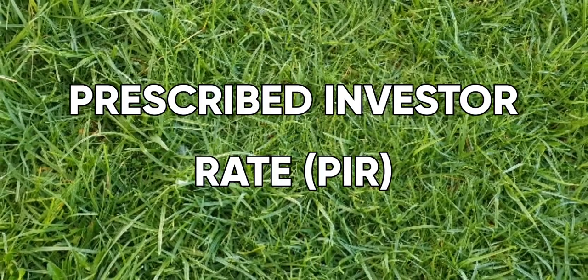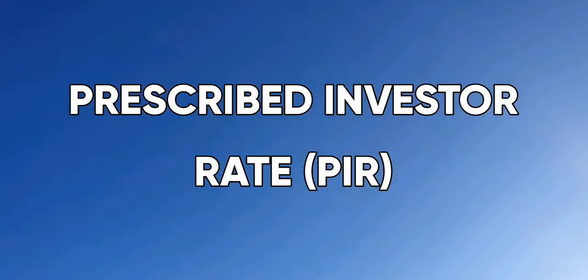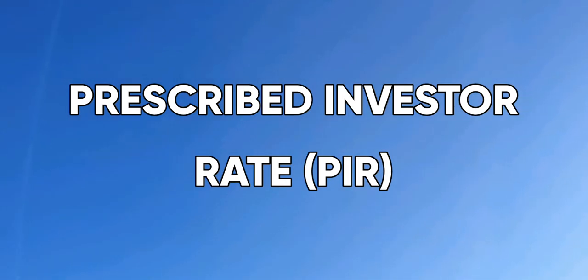The prescribed investor rate, PIR, is the tax rate that your portfolio investment entity, PIE, uses to work out the tax on your investment income. The PIR is a rate based on your taxable income or earnings earned in the financial year period, 1st of April to the 31st of March the following year. So we'll be looking at examples, but we need to understand what the prescribed investor rate is.